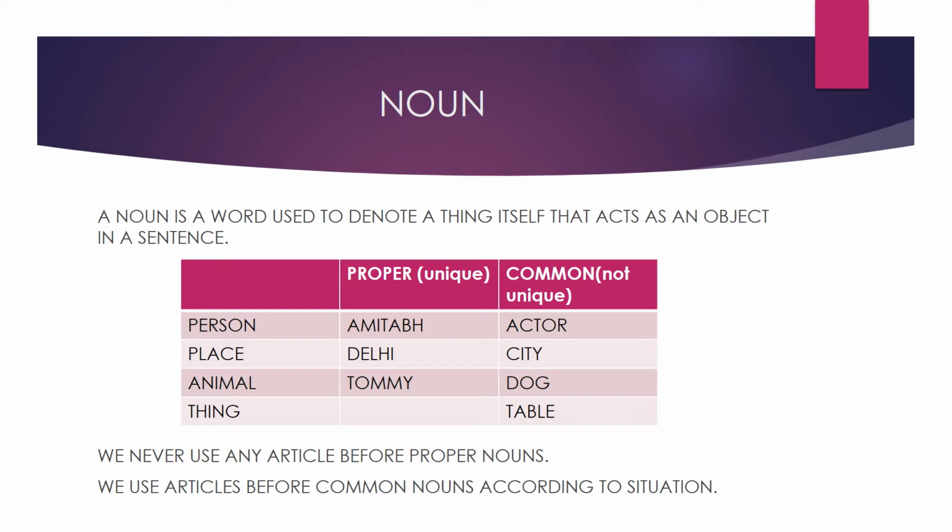We need to understand that we do not use any article before proper nouns. Proper nouns are those which have a name like Amitabh, Delhi or Tommy. So do not worry, do not use any article before any proper noun. But if it is a common noun, not a unique name, then we will have to use an article according to the situation. Next.